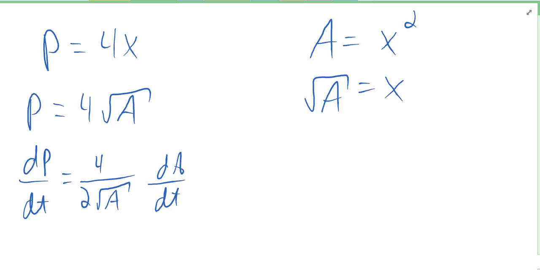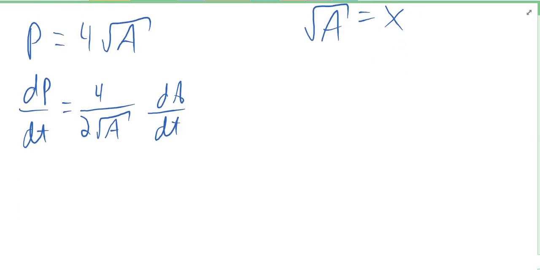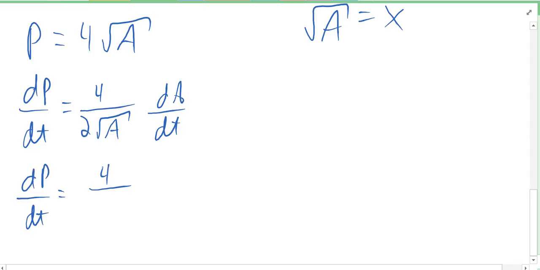We don't know what A is, but we know that the diagonal is 8 root 2, so the side length has to be 8, so the area has to be 64. And you get dP/dt equals 4 over 2 times 8, which is 16, and dA/dt is 40. So a fourth of 40 is, oh my goodness, 10. And that would still be centimeters.